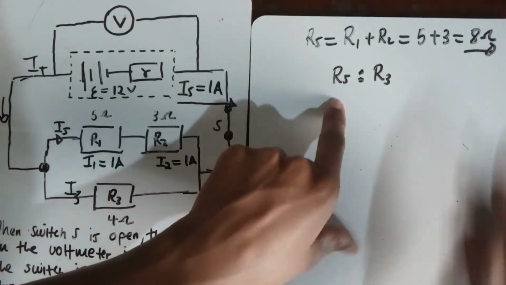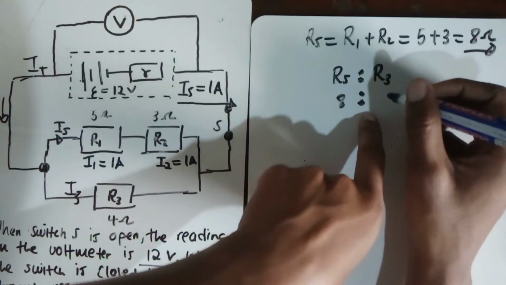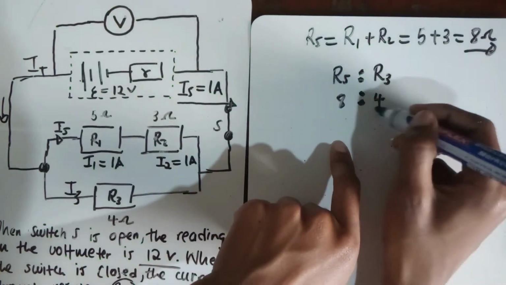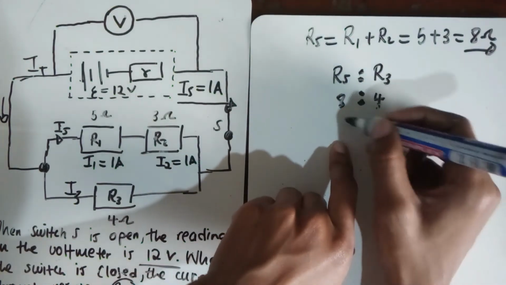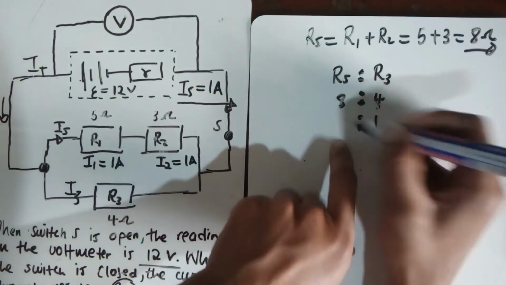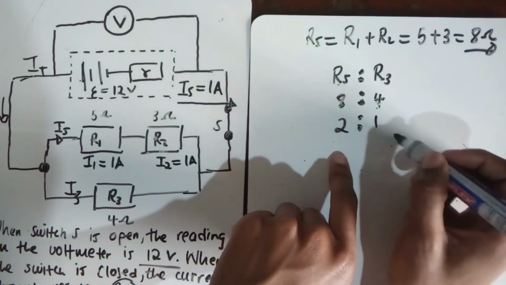And we say that this one is 8, so the ratio will be 8 is to 4. Simplify: divide both parts by 2, so 4 divided by 4 will be 1, and 8 divided by 4 will be 2. So the ratio of RS to R3 is nothing but 2 is to 1.